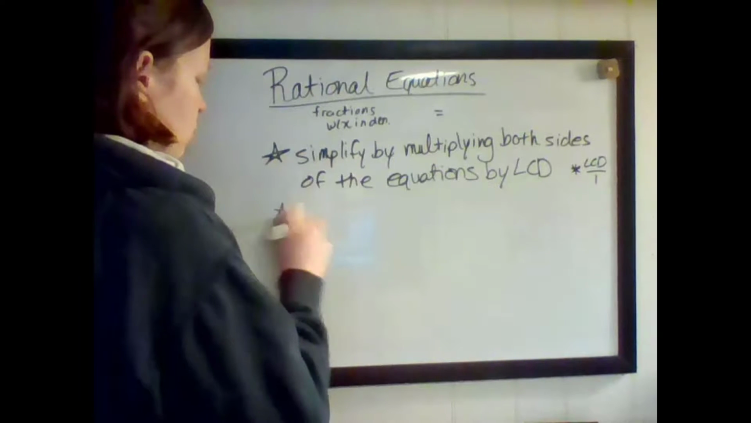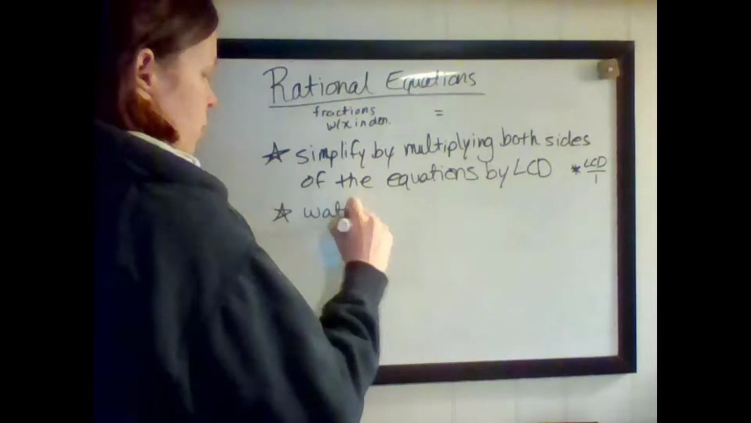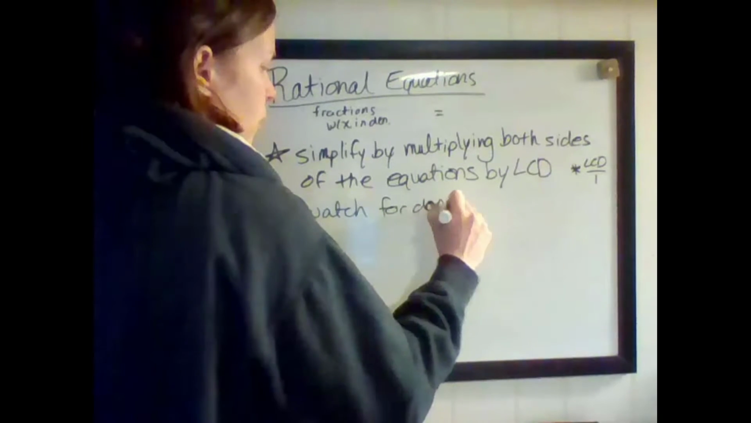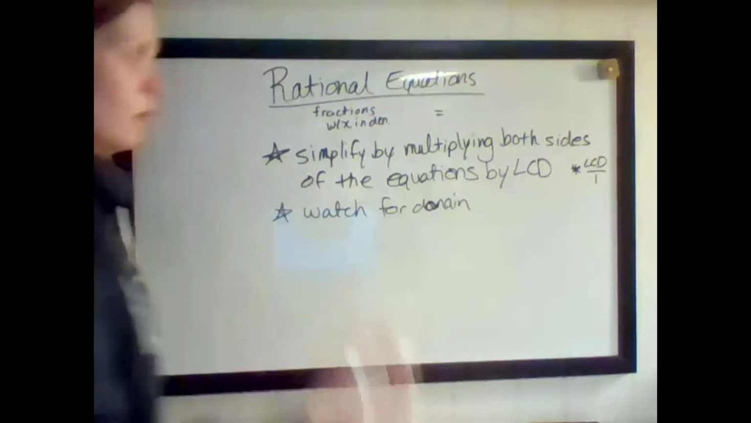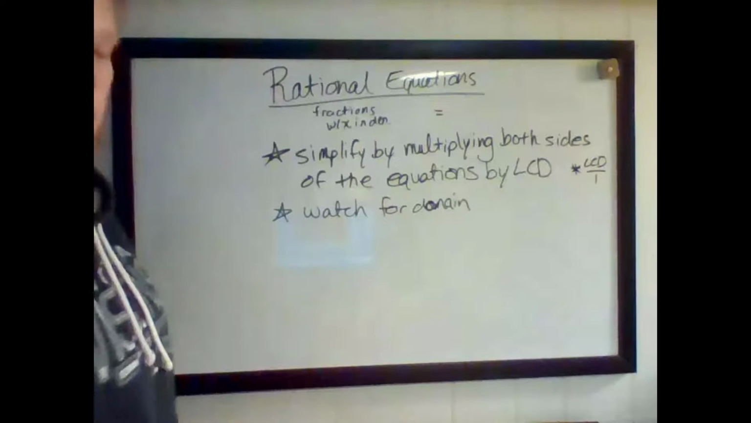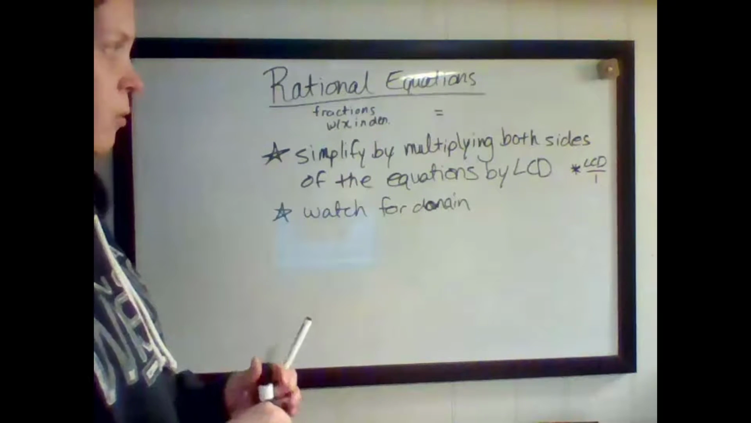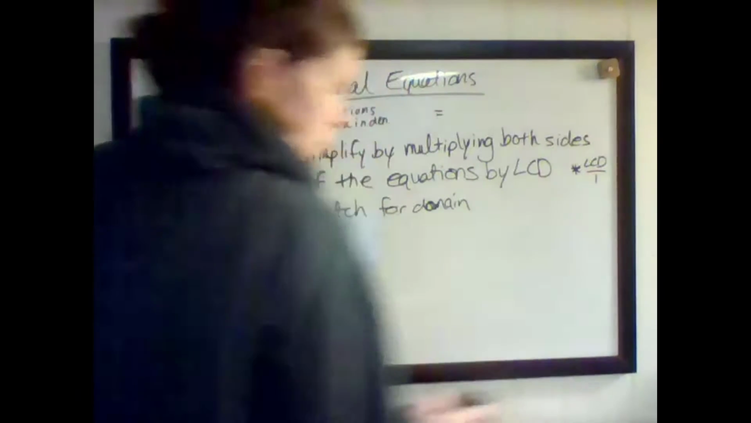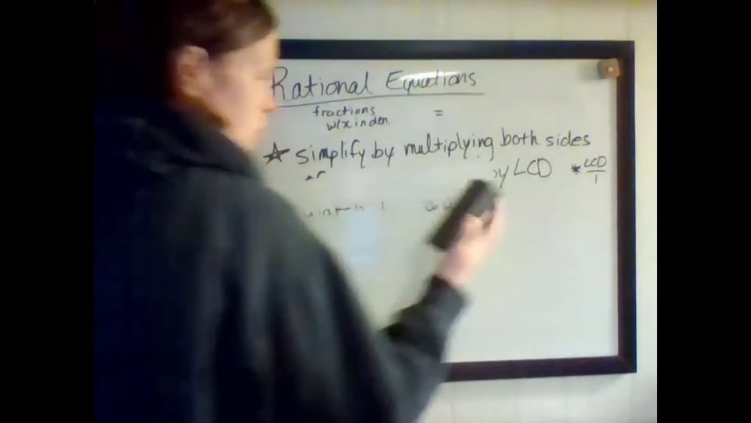The other thing we need to watch for, just make a little note, is the domain. Because remember, with rational expressions or equations, if we have certain x's in the bottom, they can't be whatever is going to make the denominator 0. So we'll watch for that as well.